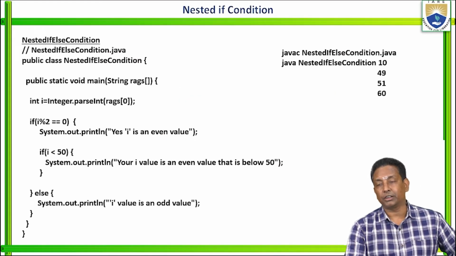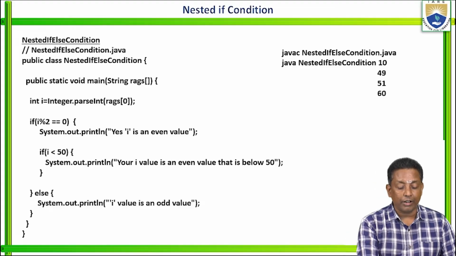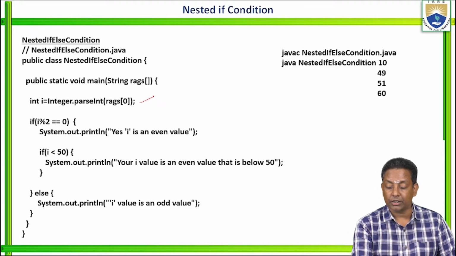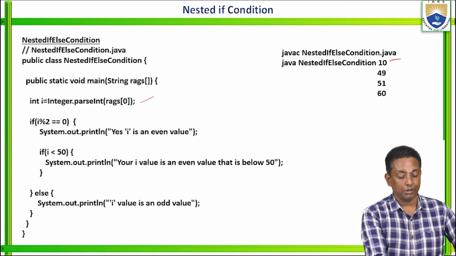This is a nested if condition. Nested if condition means writing a condition inside a condition. So here we are taking input from the user. Let's say for example Java nested if condition, NestedIfElseCondition class. So here we are entering 10. 10 comes into i.